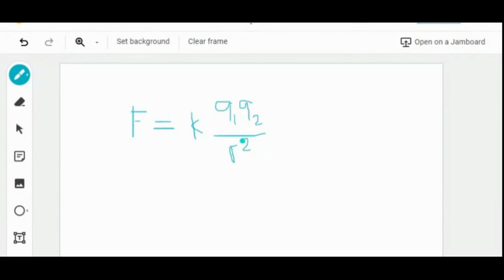So how do we do that? We need to multiply both sides by r. I want these two Q's to remain on this side of the equation, and I want this K and R to be transferred here. What we can do is equalize the equation by multiplying R square on both sides.